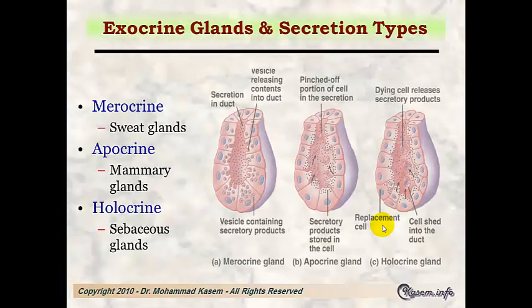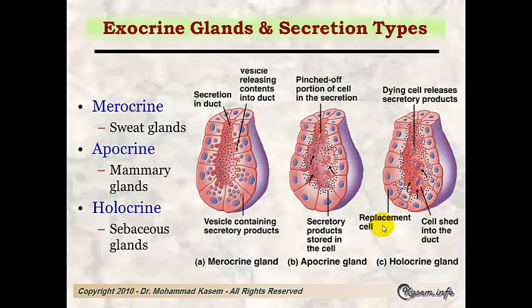The exocrine glands may be classified according to the events that happen after secretion. If the gland remains the same, they are called merocrine. They release their vesicles to the outside of the cells, and they remain intact. If the top of the cell is broken and the secretion is released, then it is called an apocrine gland, the pinched off portion of the cell during secretion.